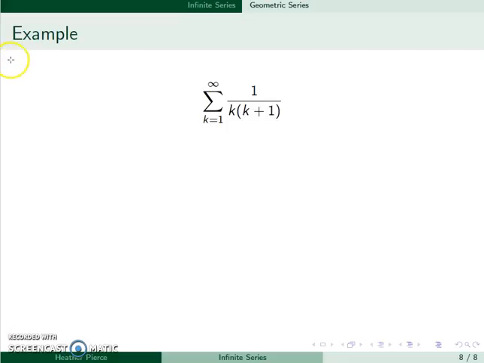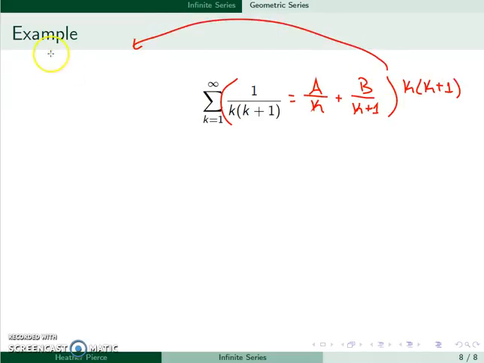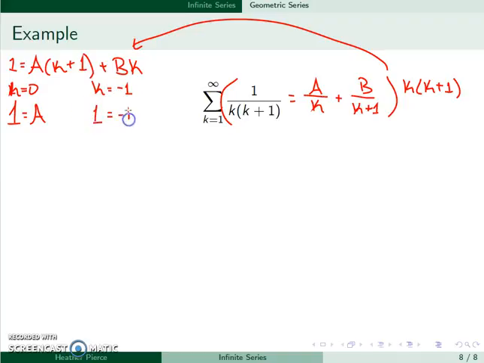This one will require a little bit of work beforehand. In particular, we need to solve the partial fraction decomposition in order to make it look like a telescoping series. If I multiply by the denominator, I will get 1 equal to a times k plus 1 plus b times k. If we let k be equal to 0, we'll see that I get 1 is equal to 1a. And if k is negative 1, we have 1 is equal to negative b. So b is equal to negative 1.